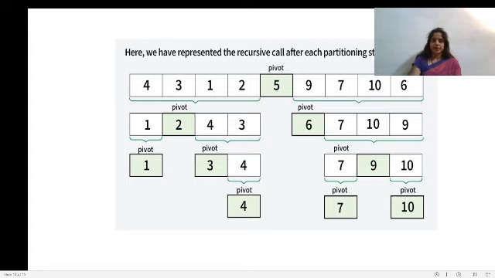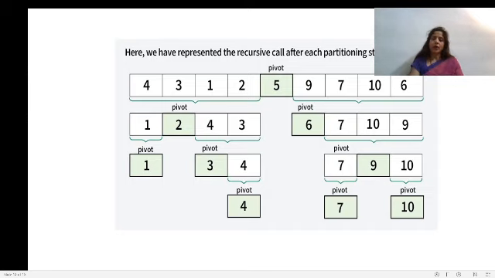Now, we'll again look at example number 2. Example number 2, there are 4, 3, 1, 2, 5, 9, 7, 10, and 6. There are 9 elements, and among the 9 elements, we'll choose the pivot element. We'll again choose the pivot element among the 9 elements, that is 5. 5 is the pivot element.